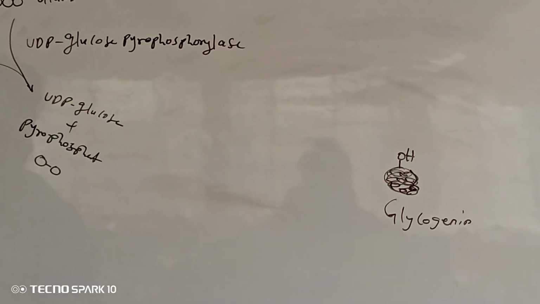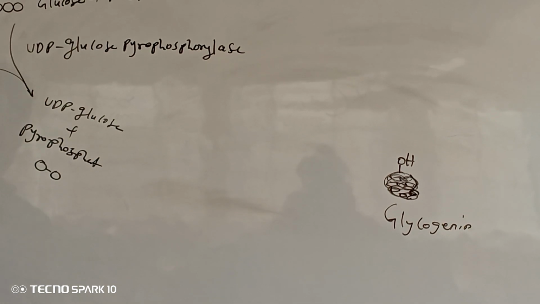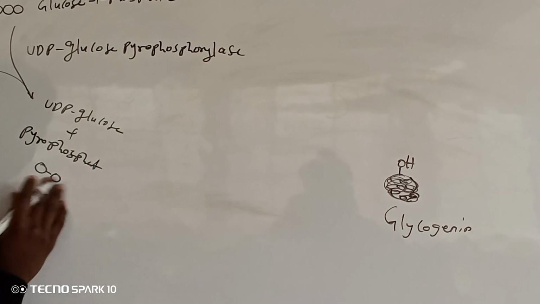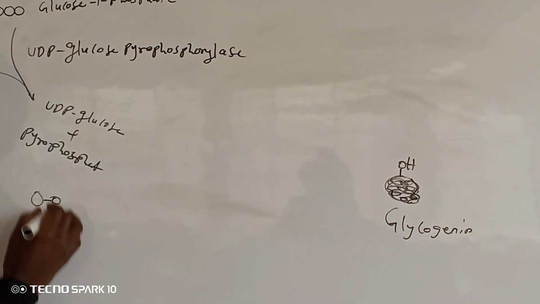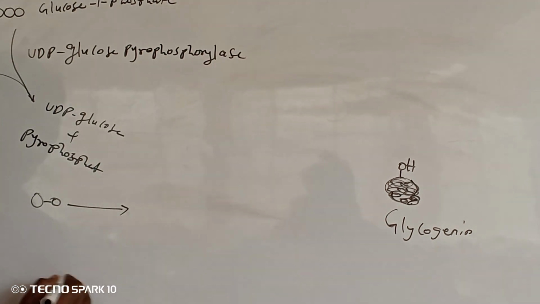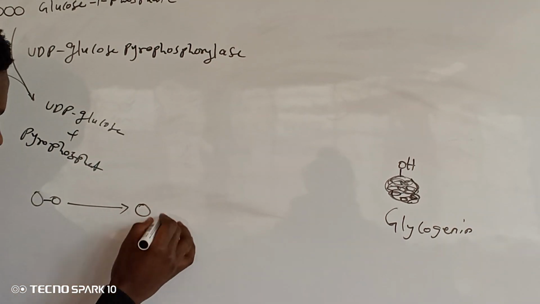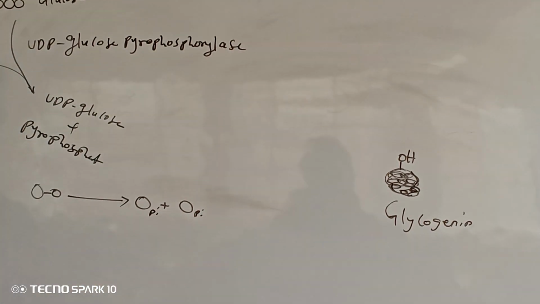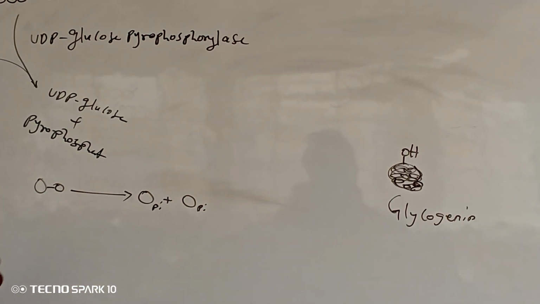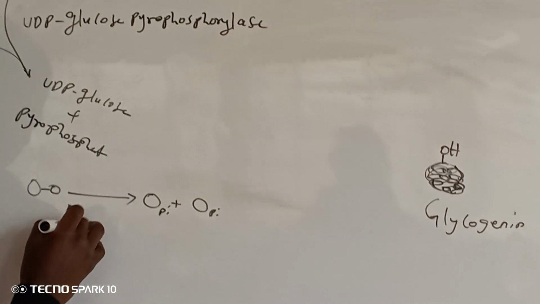Alright. This pyrophosphate, the two phosphate molecules, can be acted upon by an enzyme. Now, let me draw them this way. It can be acted upon by an enzyme so as to form individual phosphate groups. What's the name of this enzyme? This enzyme is called pyrophosphatase.